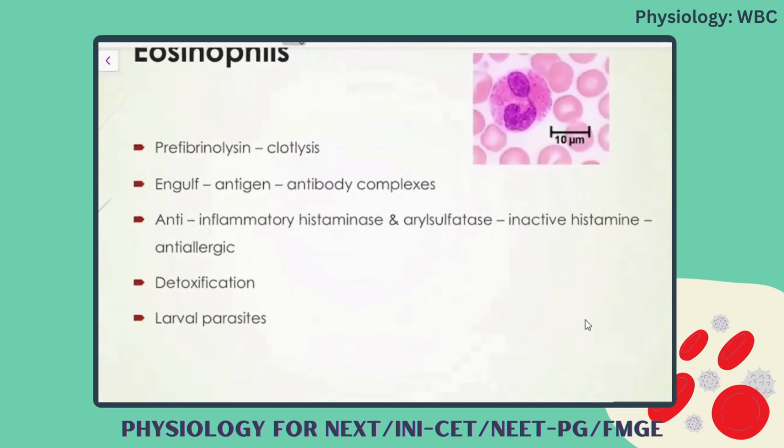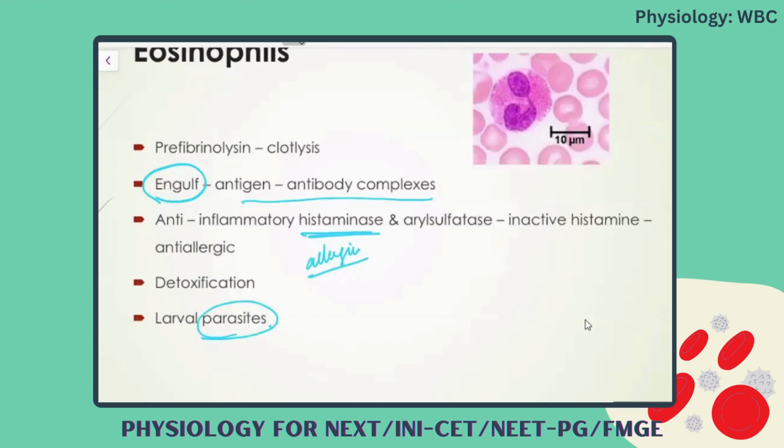And now coming to the eosinophils. This eosinophils also have its role in engulfing the antigen as macrophages. And then it is also engulfing the antigen antibody complex. So in which condition eosinophil is increased? Mainly during allergic conditions. In allergic conditions, release of histamines increases the eosinophilic count. So mainly, and also during the parasitic diseases.